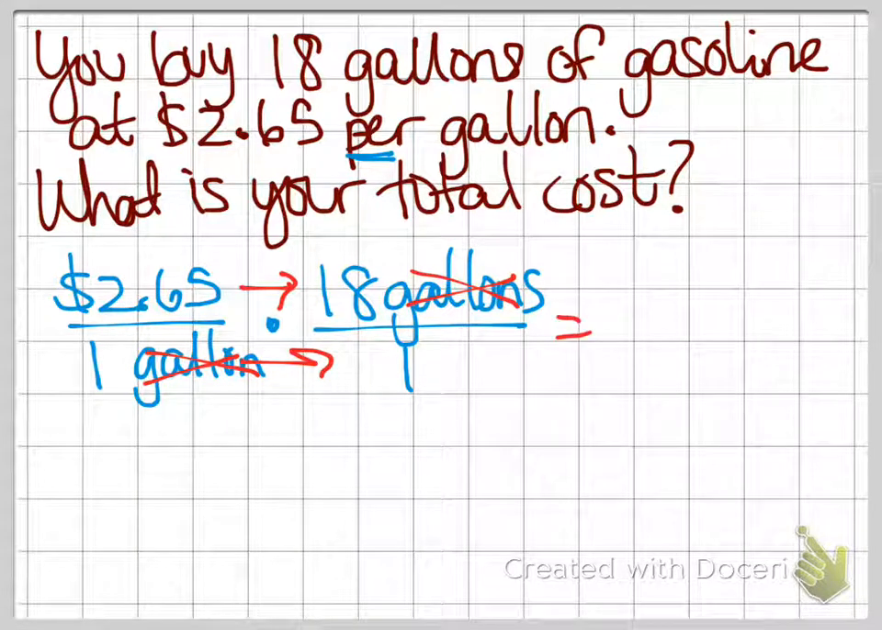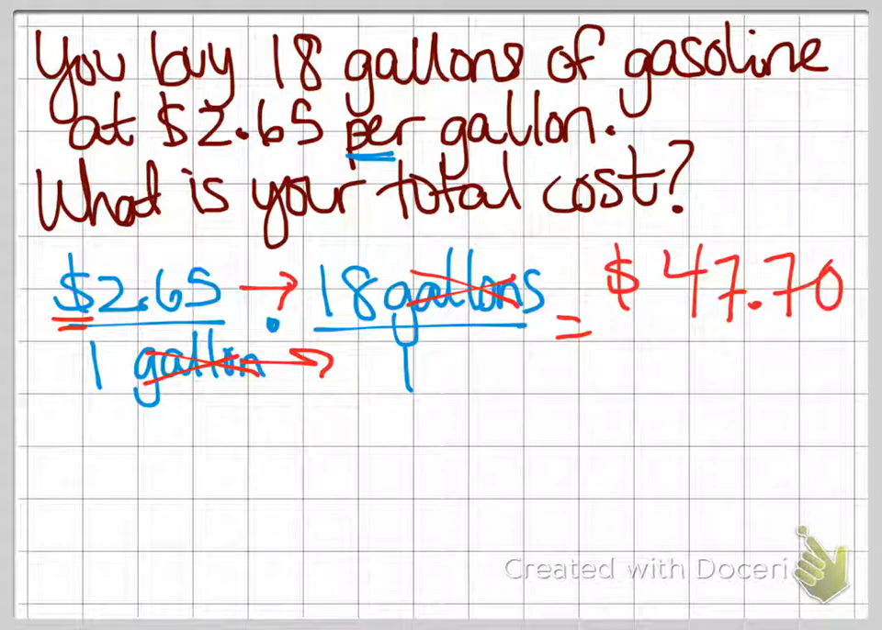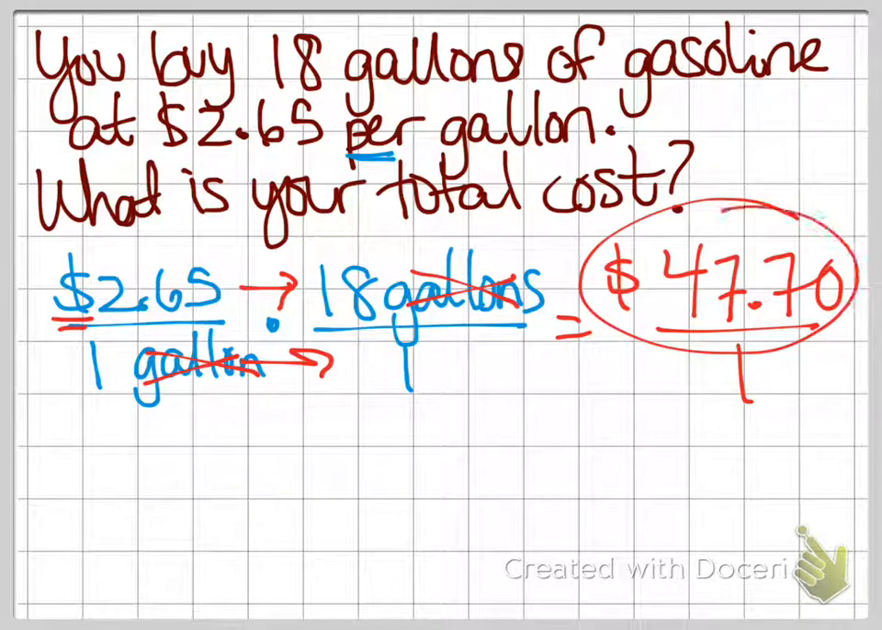And so then when we do this, we see that we still have the label of dollars. And when we multiply 265 times 18, we get $47.70. There is no label on the bottom, it's just over 1. So our total cost is $47.70.